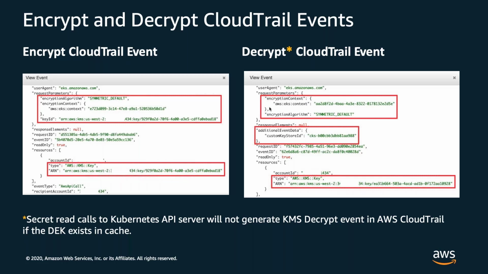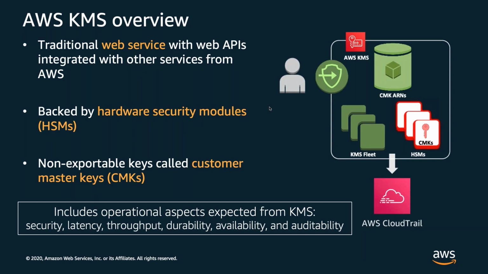That means it will have the DEC in the cache, and you won't see subsequent decrypt calls in your CloudTrail event. Now let's take a look at the Key Management Service as it encrypts and decrypts the data encryption key using the CMK. So AWS KMS provides a web interface to generate and manage cryptographic keys, and operates as a cryptographic service provider for protecting data. AWS KMS offers traditional key management services integrated with AWS services to provide a consistent view of customers' keys across AWS with centralized management and auditing.